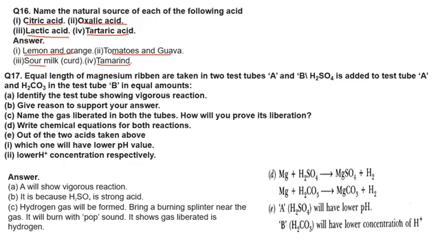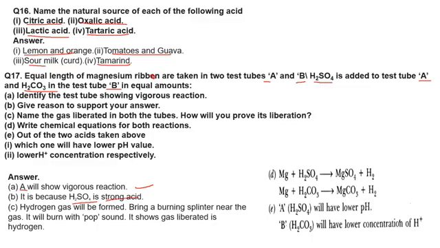Now coming to the next question, equal lengths of magnesium ribbon are taken in two test tubes A and B. We have to add sulfuric acid, H2SO4, in test tube A, and carbonic acid, H2CO3, in test tube B, in equal amounts. Now identify the test tube showing vigorous reaction. A will show vigorous reaction. Why? Give reason to support your answer: because H2SO4 is a strong acid.